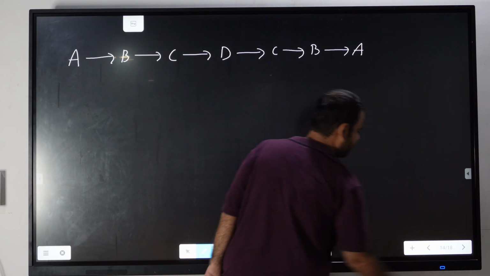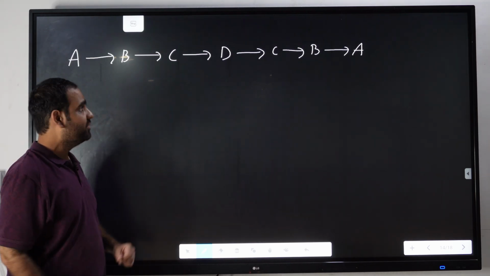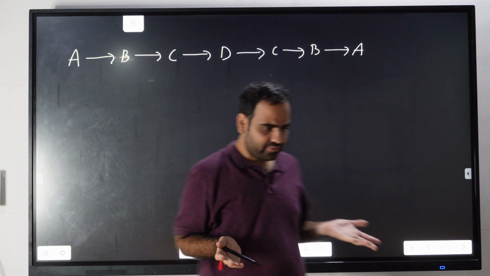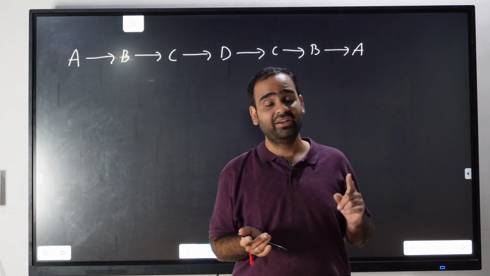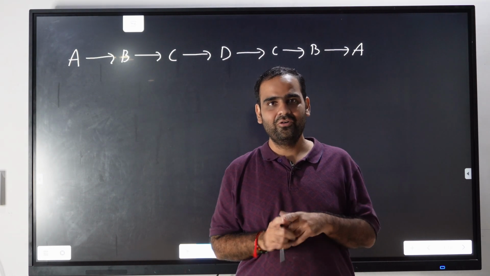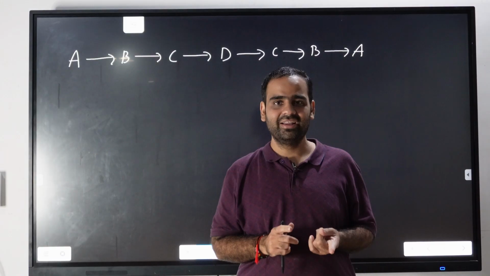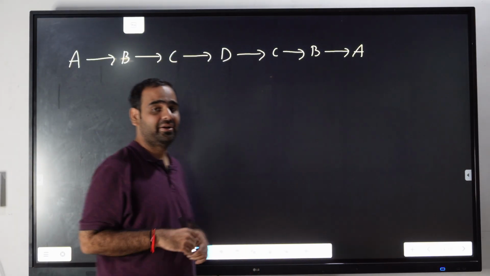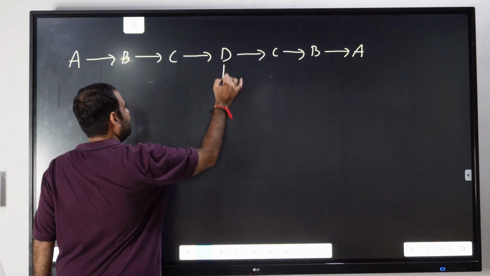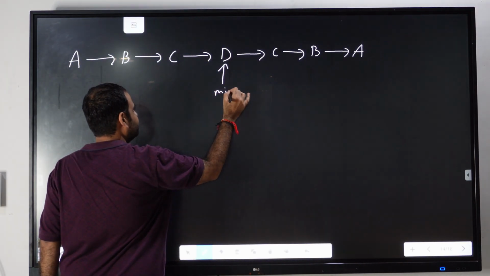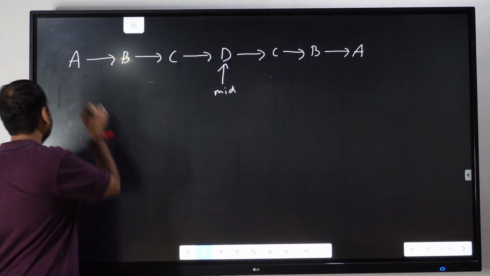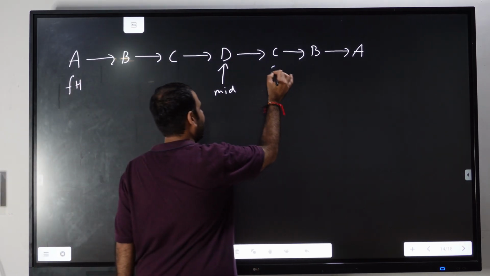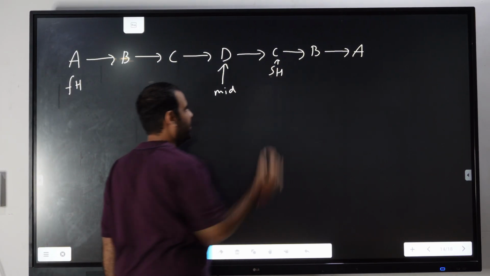Now, let us see how we solve it. Suppose this is the list given. If you want to find the first half and second half, what do we need to find? We need to find the midpoint. How do you find the midpoint of a singly linked list in a single traversal? That is a separate interview question. Let us call this the midpoint. This is the first half and this becomes the second half.